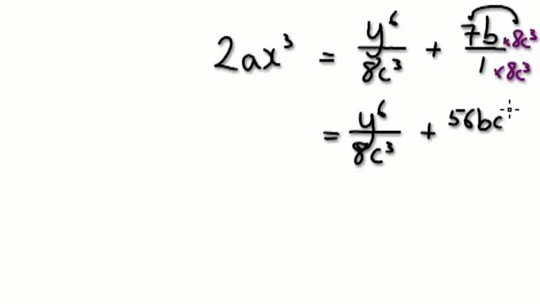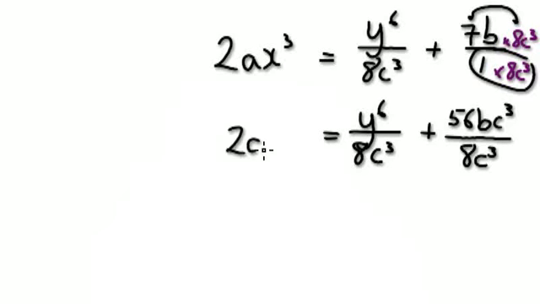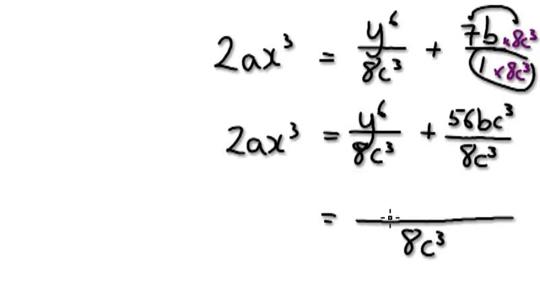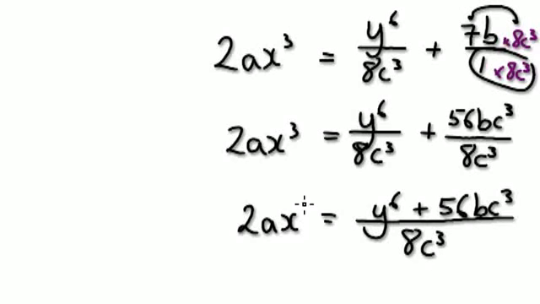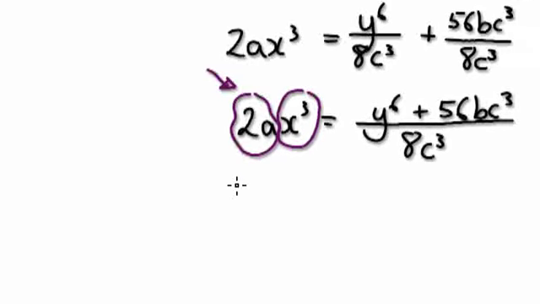b and then c to the power 3 over 8c. So we are just multiplying these two. Now you can see the two denominators are the same, so we can actually merge. So let's merge. So it will be 8c to the power 3 y^6 plus 56bc to the power 3, over 2a. So now we can visualize it as this. Okay, so let's divide both sides by 2a.